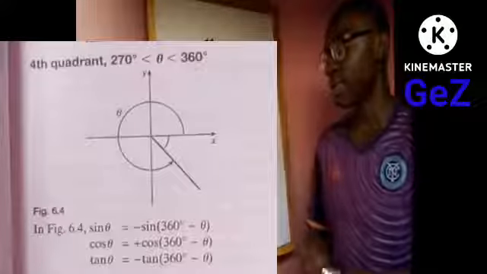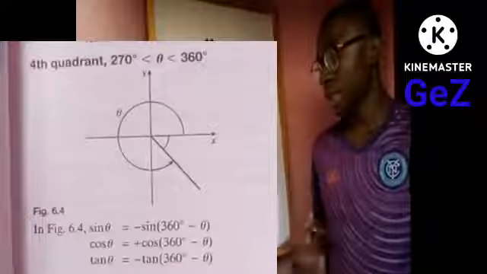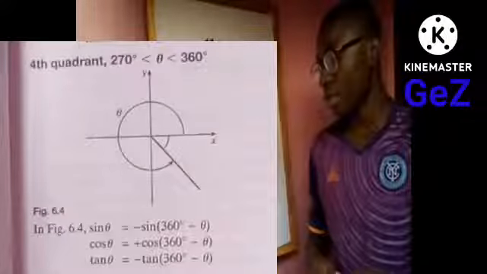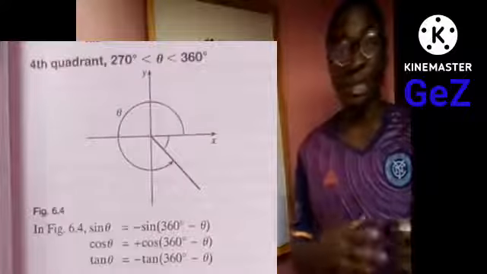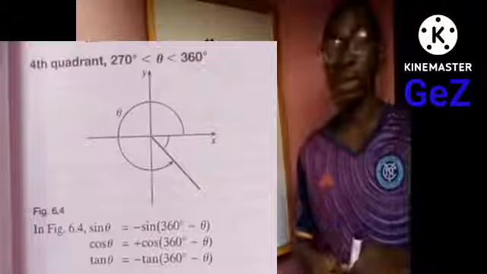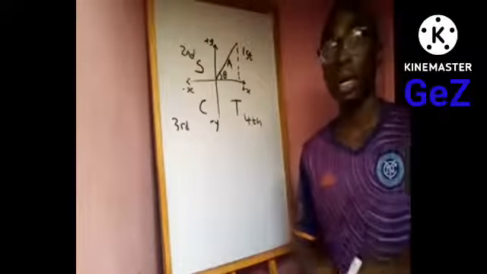So you can see that in the fourth quadrant you have sine theta equal to minus sine (360 minus theta). That's the sine is negative. Then you have cos theta equal to plus cos (360 minus theta), so your cosine is positive. Then tan theta is equal to minus tan (360 minus theta). So your tangent is negative.